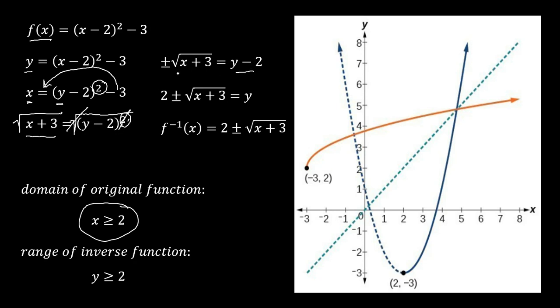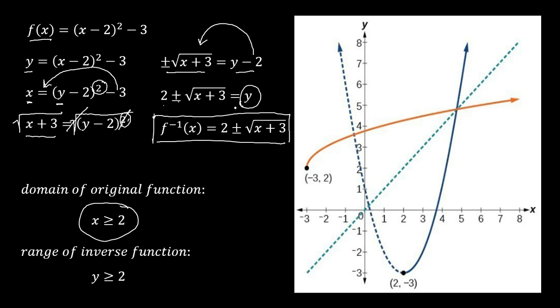On the other side, meron po tayong positive, negative square root of x plus 3. Okay? And then last, negative 2 will be transposed on the other side. Kaya po nagkaroon ng positive 2, positive, negative, the square root of x plus 3 is equal to y. Again, hindi na natin siya pwedeng pagsamahin. So that will be the answer.